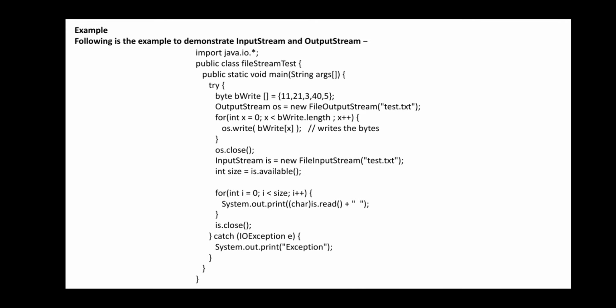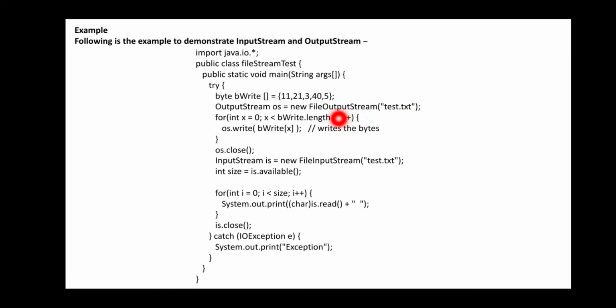So we can check with a simple example here. What is that example? We will see now. A simple example called FileStreamTest. public static void main, byte bWrite array. bWrite is an array variable which is going to store 11, 21, 3, 40 and 5. You are opening a file in an output stream, which means you are going to write now. os is the object of output stream, which is going to open FileOutputStream text.txt.